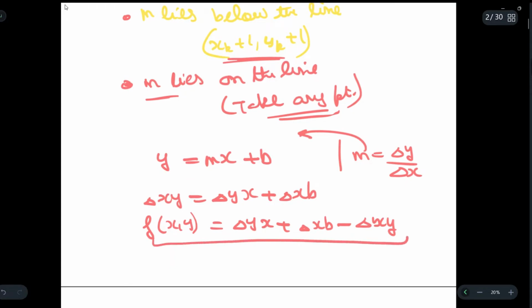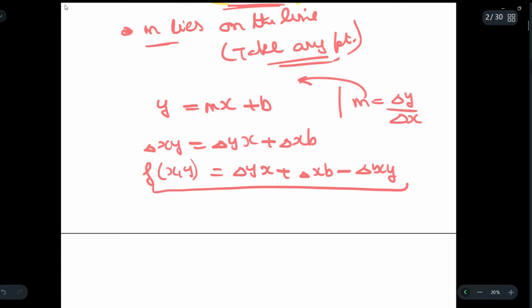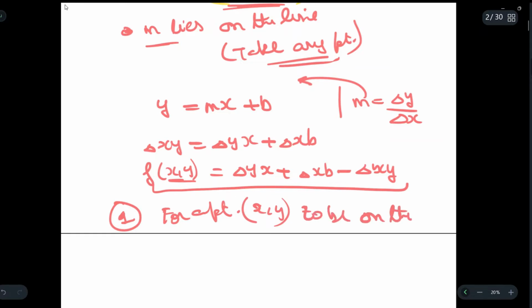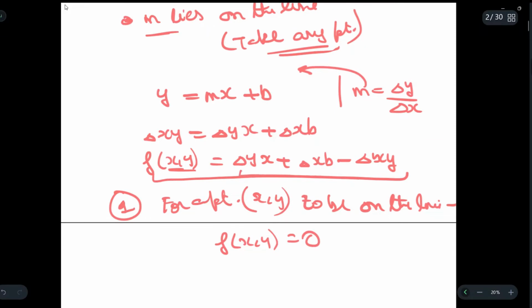Now for a point x comma y to lie on the line, let us consider the first case. For a point x comma y to be on the line, the value of the function at x comma y will be 0. Suppose this is the equation of the line and we have a point alpha comma beta; if this alpha comma beta lies on the line, then the value of the function will be equal to 0. So that is what we have written here.